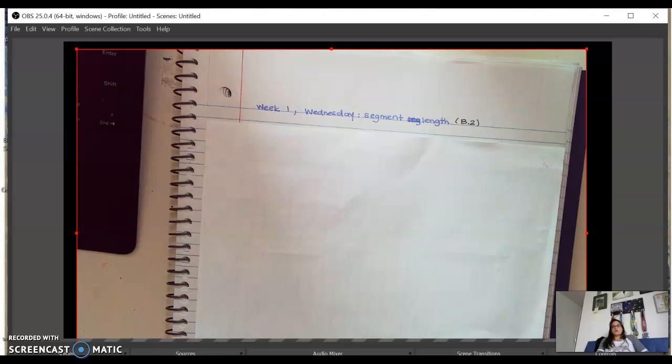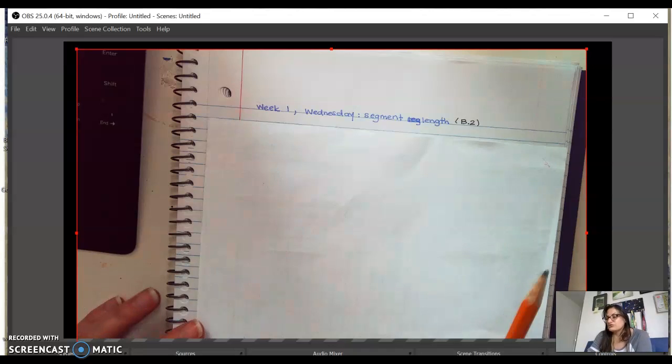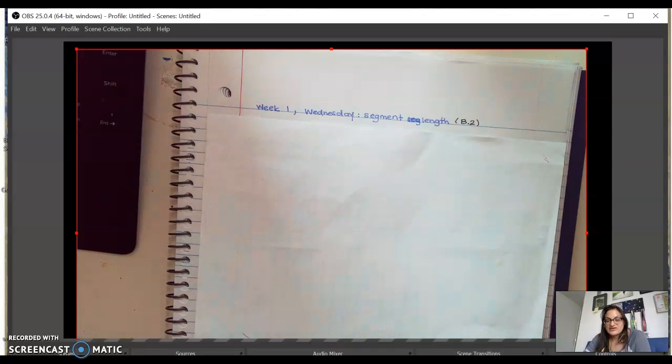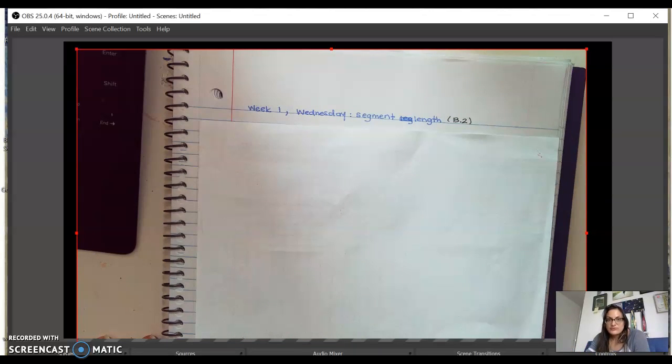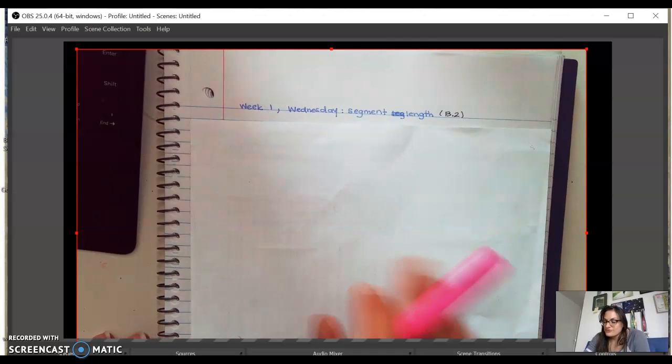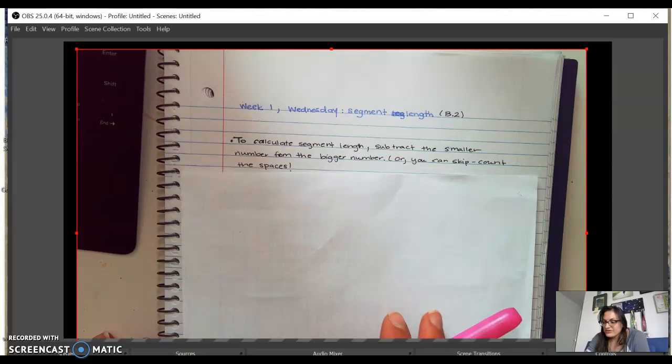Okay, so hopefully you guys were able to understand the practice from Monday, which was really just identifying lines, segments, and rays. Even though I gave you a couple other definitions, no big deal. So today we're going to learn how to figure out segment length, okay? It's actually pretty easy. The only thing that you really need to do is subtraction, okay? So to calculate segment length, you're going to subtract the smaller number from the bigger number, or you can skip count the spaces, okay? I'm going to show you an example.